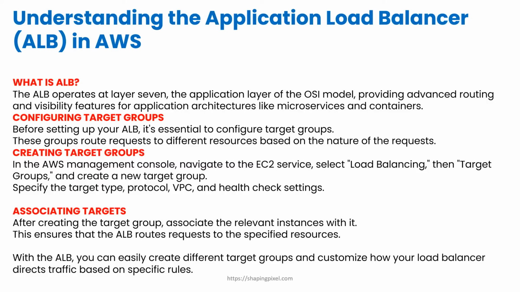In the AWS Management Console, navigate to the EC2 service, select Load Balancing, then Target Groups and create a new target group. Specify the target type, protocol, VPC, and health check settings. After creating the target group, associate the relevant instances with it. These ensure that the ALB routes requests to the specified resources. With the ALB, you can easily create different target groups and customize how your load balancer directs traffic based on your specific rules.